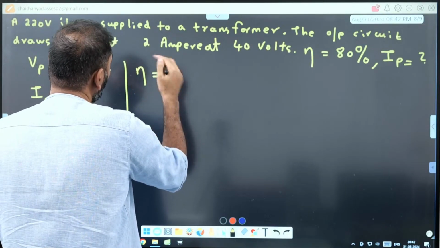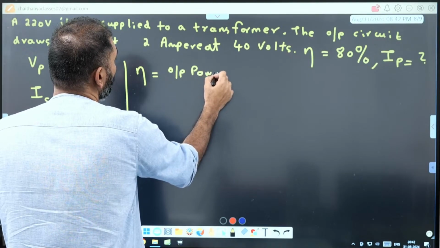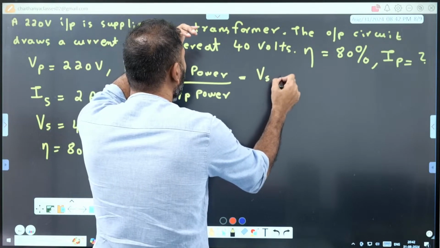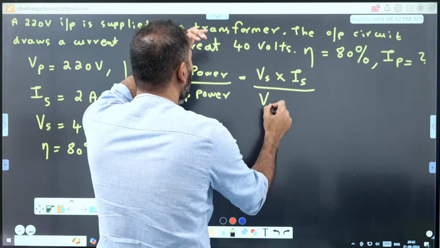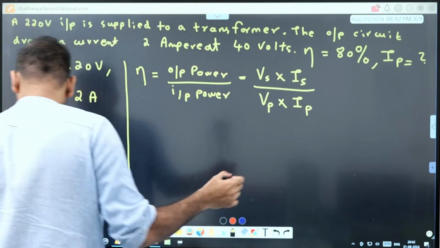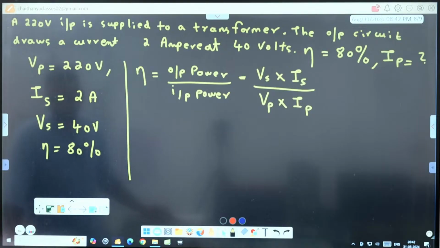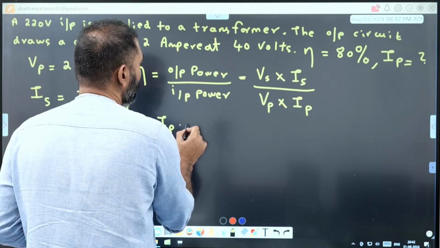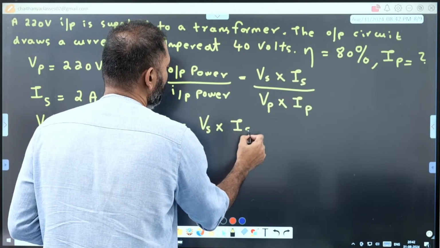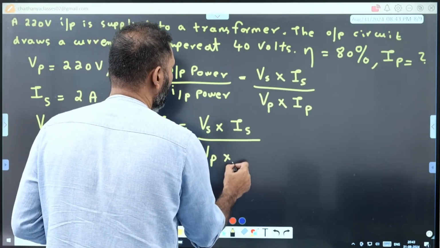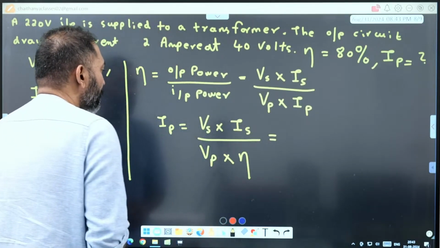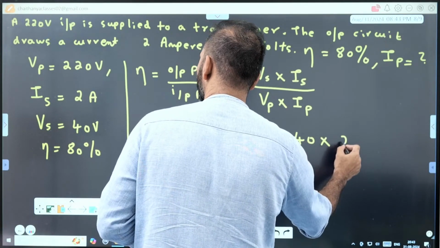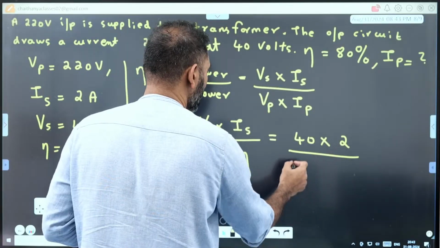Efficiency is output power divided by input power. Output power is voltage across secondary into current across secondary. Input power is voltage across primary into current across primary. This is the equation for efficiency. Our requirement is Ip. So Ip is equal to voltage across secondary into current across secondary divided by voltage across primary into efficiency eta. Voltage across secondary is 40, into secondary current 2, divided by efficiency 80 by 100.